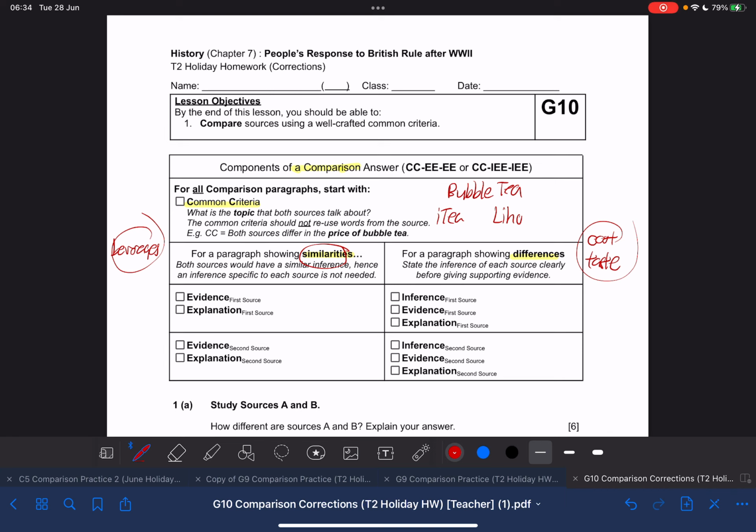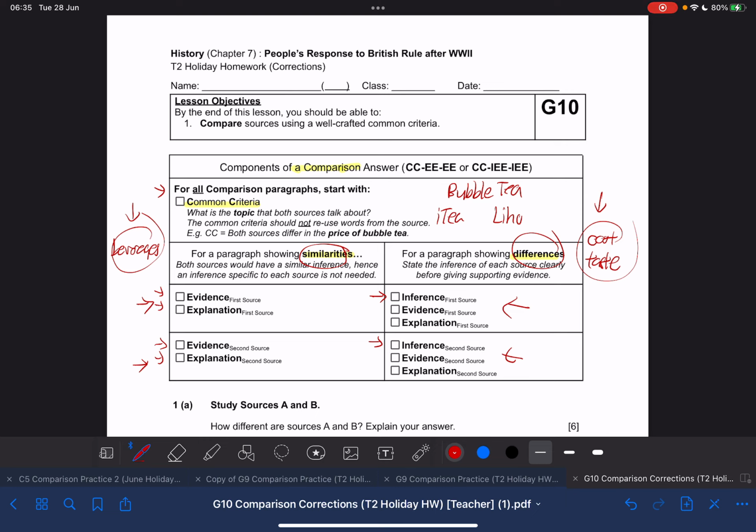What's special about history is that in addition to just identifying what is the topic or the common criteria you're comparing two sources with, you need to provide evidence and explanations. Note that there's a slightly different format required of similarity answers. In this case, all you need to provide is the common criteria, the evidence and explanation for the first source, and then evidence and explanation for the second source. For a paragraph that shows the difference between two sources, you realize there's this additional requirement of including the inference from the first and second source.